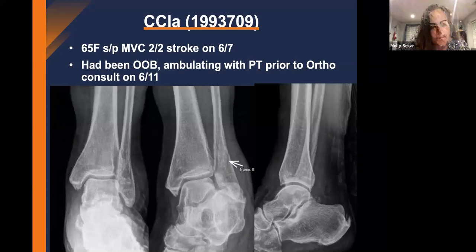Okay, so we have an AP, a mortise, and a lateral of the left ankle of a skeletally mature individual. I think I see a distal fibular fracture starting at the joint and extending up. So I would call this a Weber B. I think it's isolated. I don't see any other fractures in the view. Yeah, I agree with that.